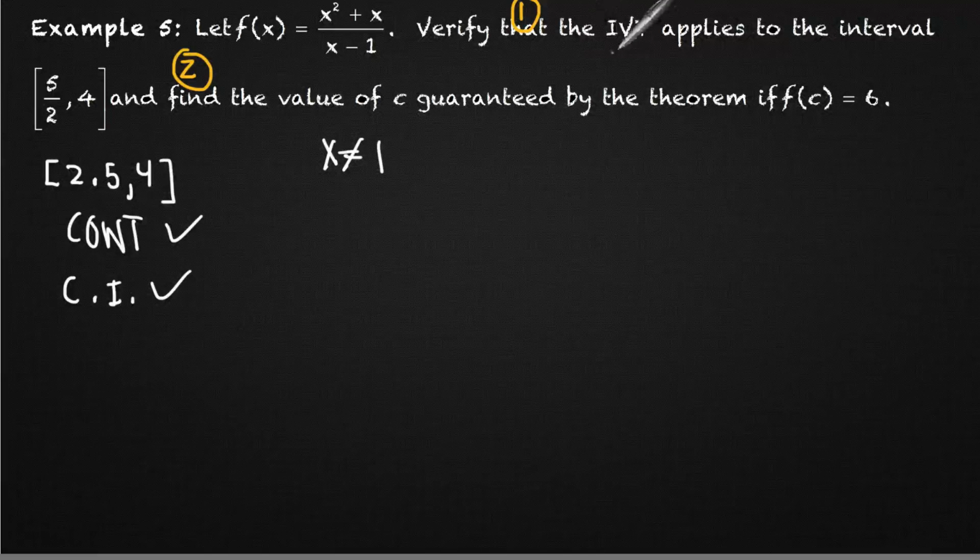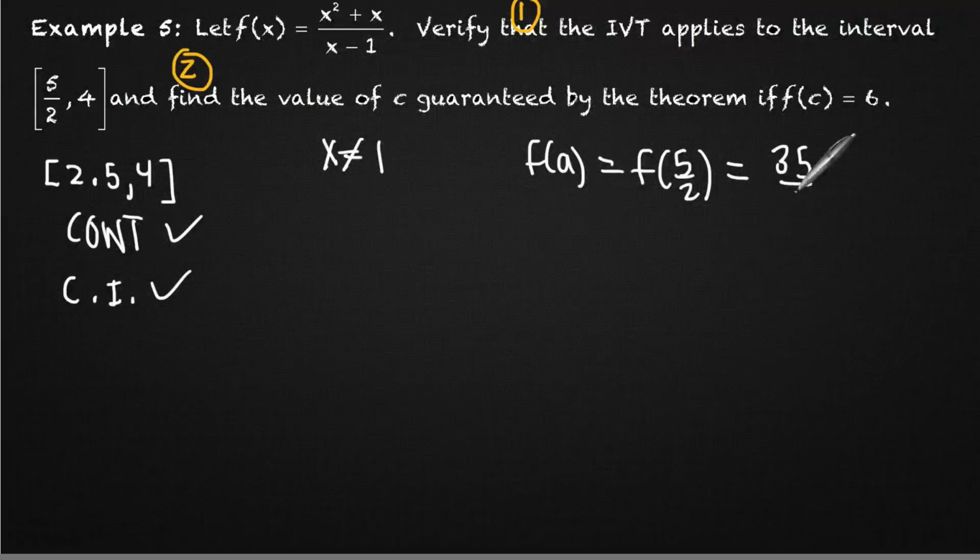So we can use the intermediate value theorem. Let's go ahead and plug in our a. So we need f of a, and that's going to be f of 5 over 2. And for the sake of time, you can do this on your own. I trust that you're able to plug in fractions. You're going to get 35 over 6.